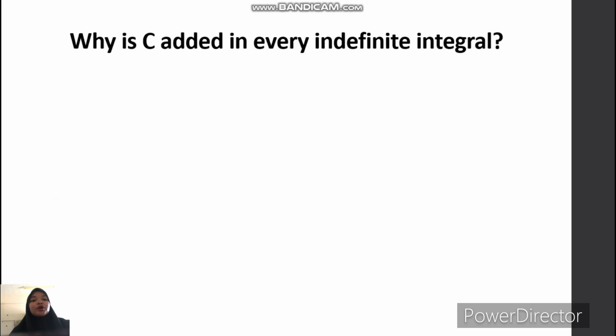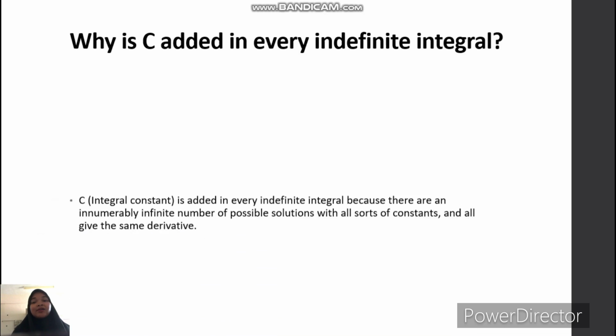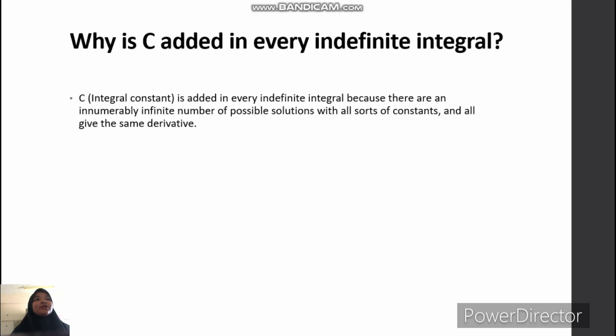For the first point, we add C for every indefinite integral question because there is an unnumberable, infinite number of possible solutions with some sort of constant. C in an indefinite integral is a constant, possible for any solution, and it is also a numberable number.